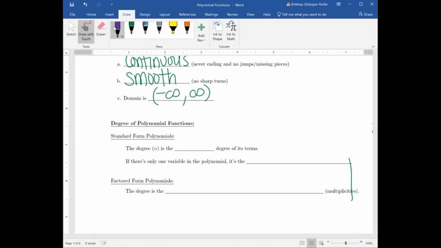Now, the degree of our polynomial functions. Standard form polynomial: remember, that is no parentheses. And that's how we're going to remember standard form. The degree n is the highest degree of its exponents. If there's only one variable in the polynomial, it's the highest exponent.